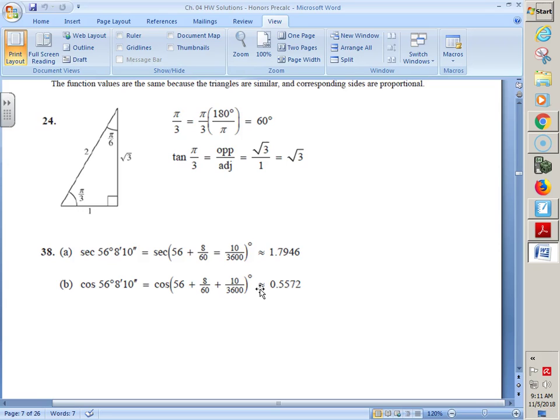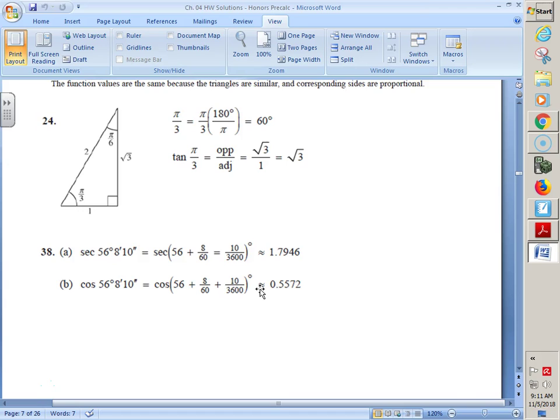How did they plug and chug? Can anybody find the typo in letter A? There's a quick little typo. Where is it? The answer's right, but where's the typo? Says equals. That doesn't make sense. It's 56 degrees, 8 minutes, 8/60th of a degree, and 10 seconds, 10/3600th of a degree. That should have been a plus. Yeah, that should be a plus.